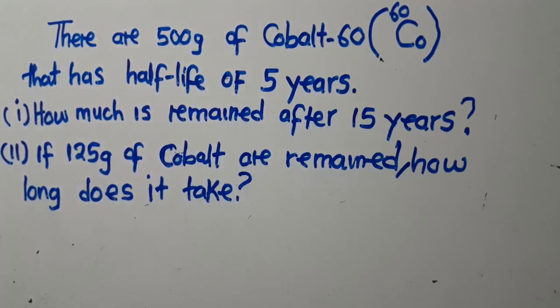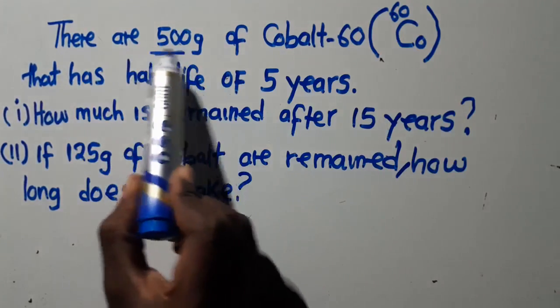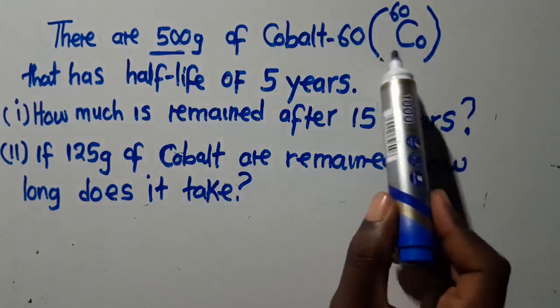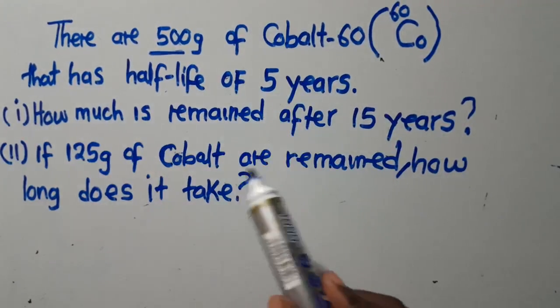This is a wonderful question that I'm having here. The question is saying, there are 500 grams of Cobalt-60. This is Cobalt-60, that has a half-life of 5 years.